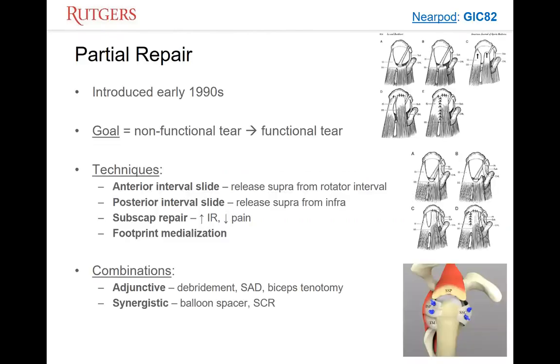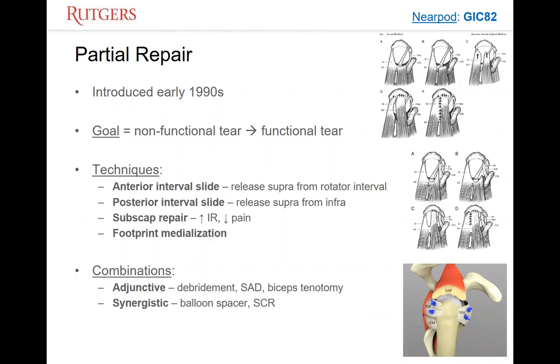The partial repair was first described in the early 1990s as a way to theoretically convert a non-functional rotator cuff tear into a functional one by restoring the force couples about the glenohumeral joint. The idea is that some repair is better than none, and many authors had reported good outcomes with these procedures. There are a number of techniques that can be used to facilitate a partial repair.